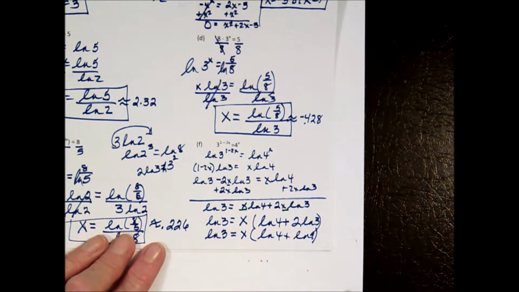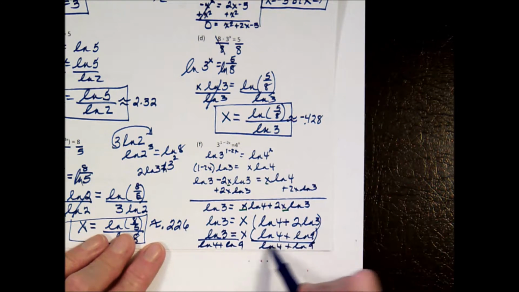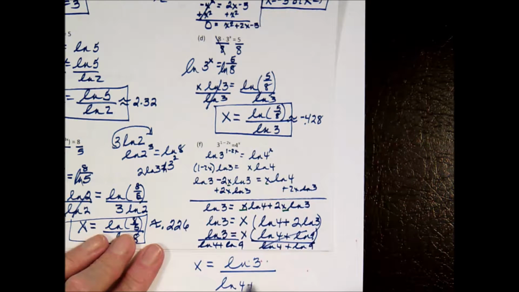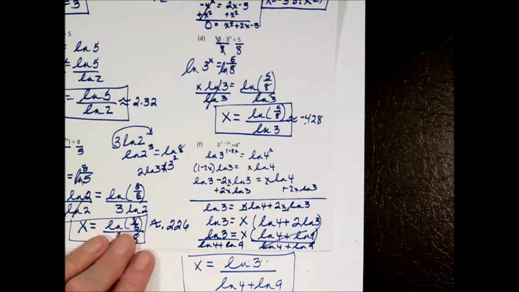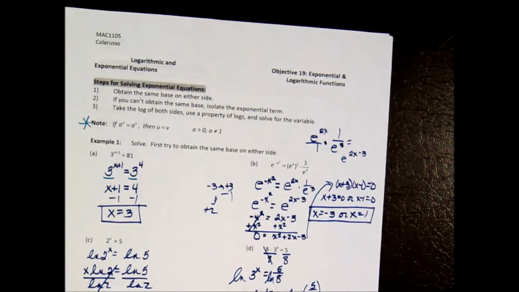Now how do I finish solving for x? I divide both sides by this. And yes, it's messy. I'm going to continue it down here. And I get x is equal to ln of 3 over ln of 4 plus ln of 9. Right there you go. That one was kind of massive. All right, those are exponential equations.